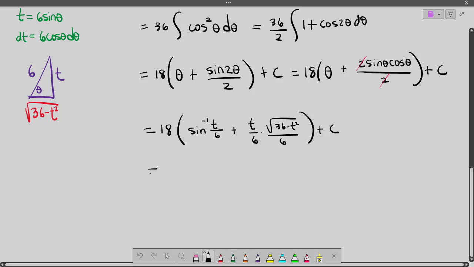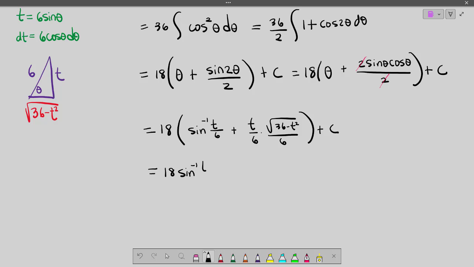Last step, simplify this a little bit. 18 inverse sine of t divided by 6 plus, let's see, so we have 18 over 36, which is a half. So 1/2 t square root, 36 minus t squared, plus c.